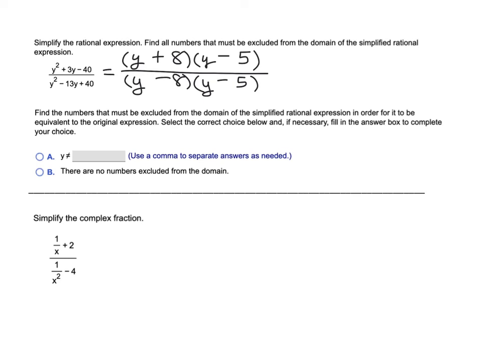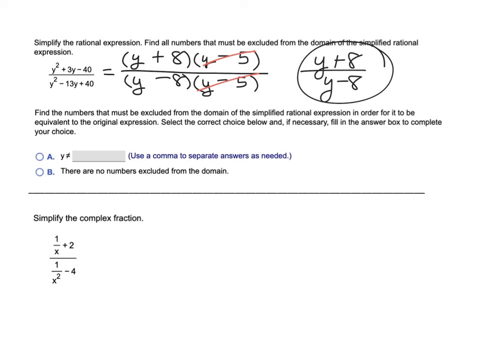So we get it factored. You're looking for something common. Those cross out. So my simplified answer would be y plus 8, y minus 8. Okay? So that would be that one. Okay, but they do say find the numbers that must be excluded from the domain of the simplified rational expression.